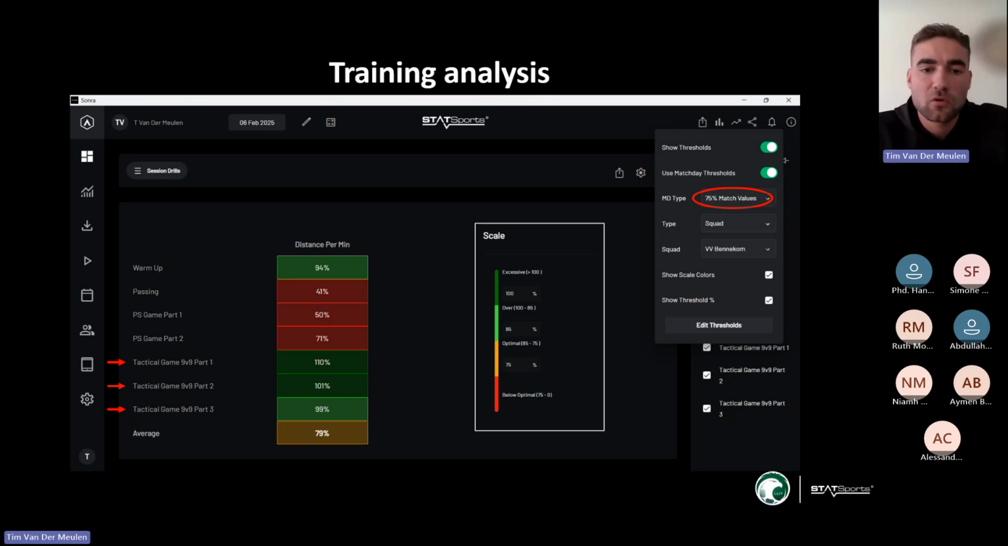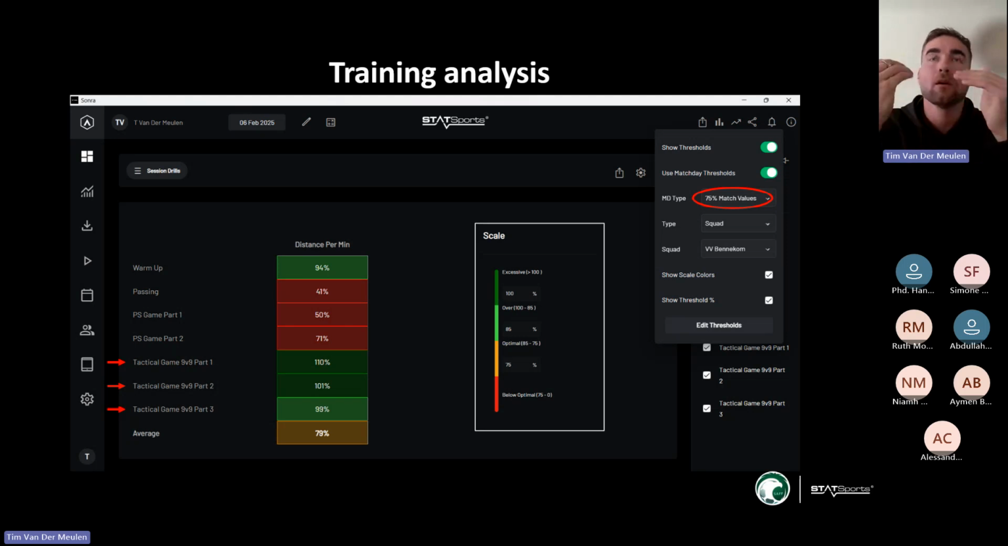And as you can see, based on the scale colors, the first part was 110%, the second part was 101%, and the third part was 99%. We actually achieved our goal to stay approximately around that 75% in relation to the most intensive period. So really good feedback to give to the coach, but this is also possible during the live monitoring.